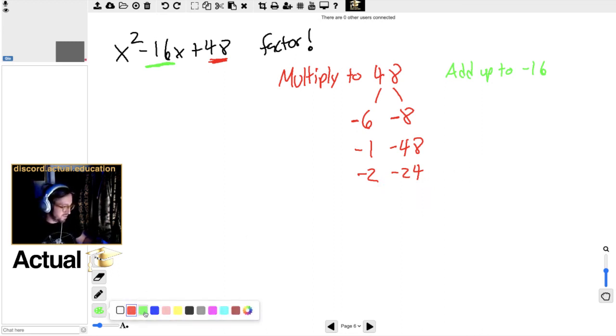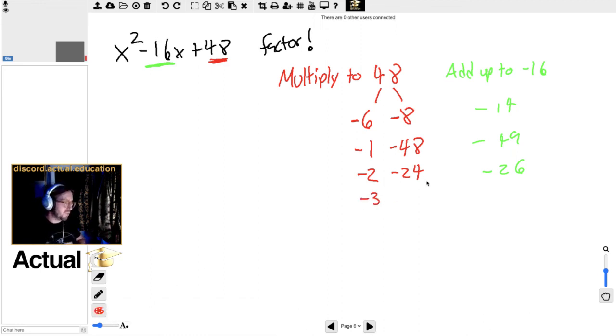Okay. What about -3? What times -3 gets you 48? Another way to do this is do 48 divided by 3. 16, good. So this is -16. What does -3 and -16 add up to? -19, right? Still not there. This is why this is one of the harder ones that she gave you. Okay, what about -4? -12. Good. What's -4 minus 12? -16.